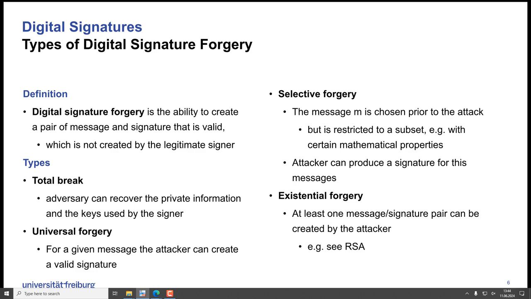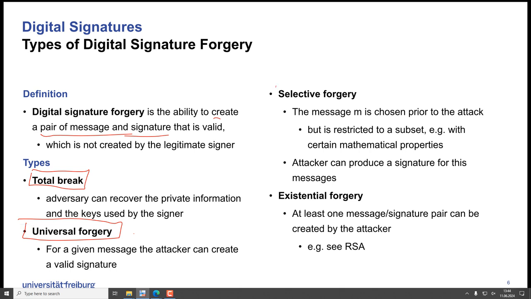And so we want to create a pair of messages and signatures which are valid. The first type is a total break. Basically, you compute the secret key and everything is lost. Slightly less bad, but still very, very bad, is universal forgery. You can actually sign everything you want. We don't have a secret key, but you can do that.